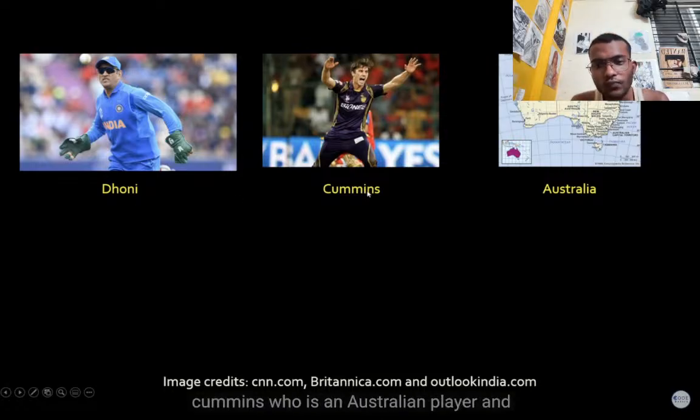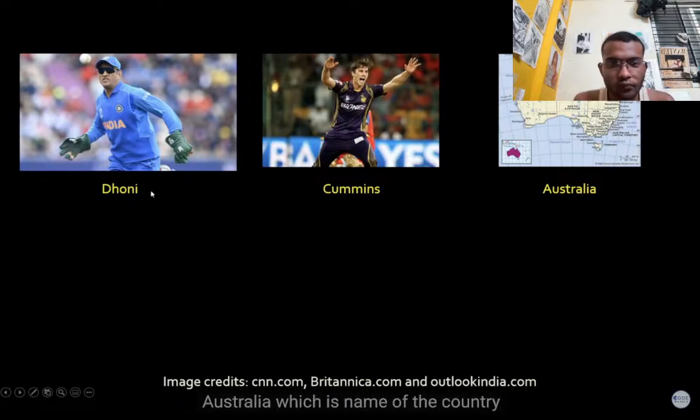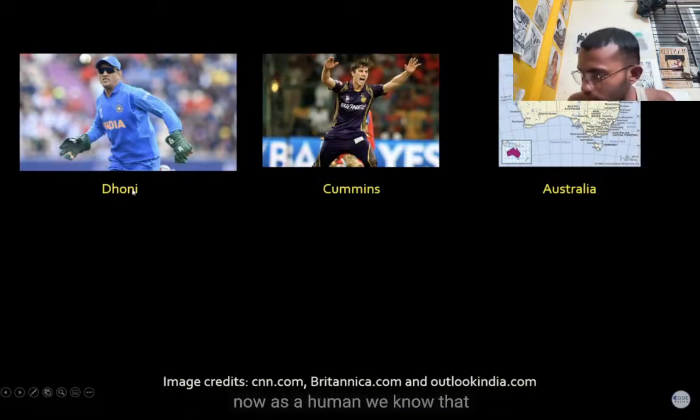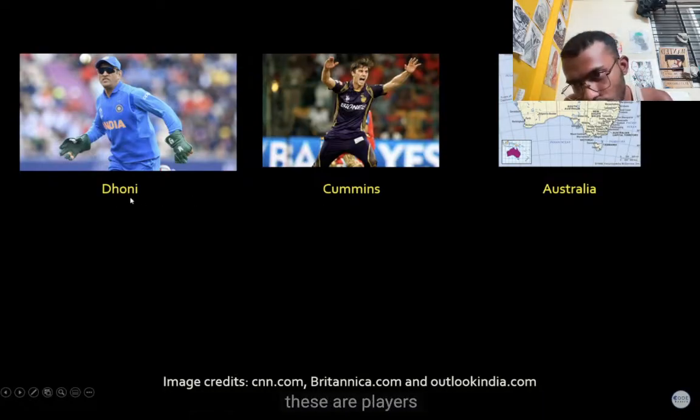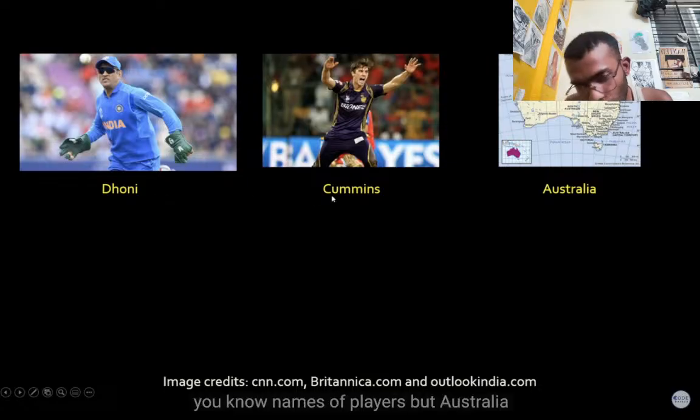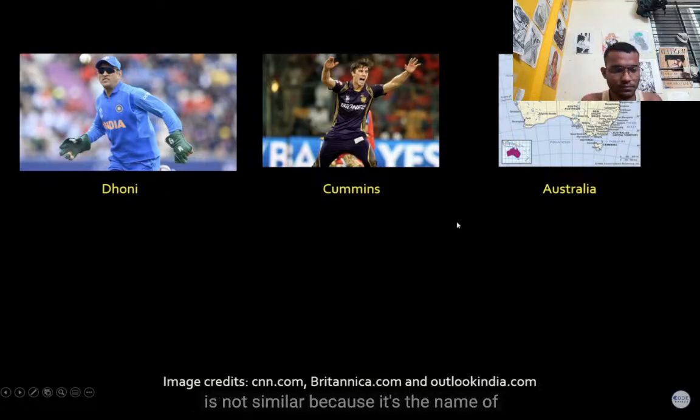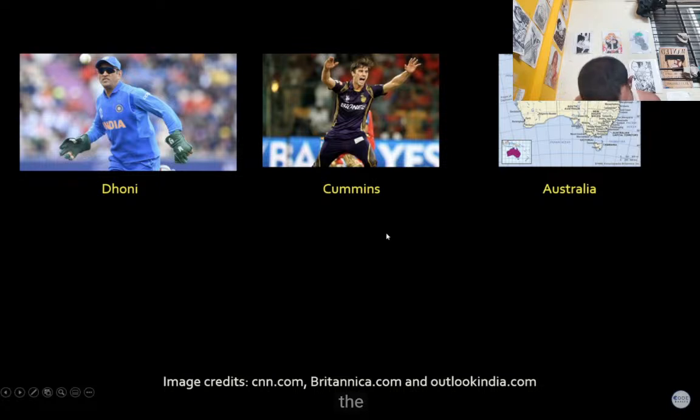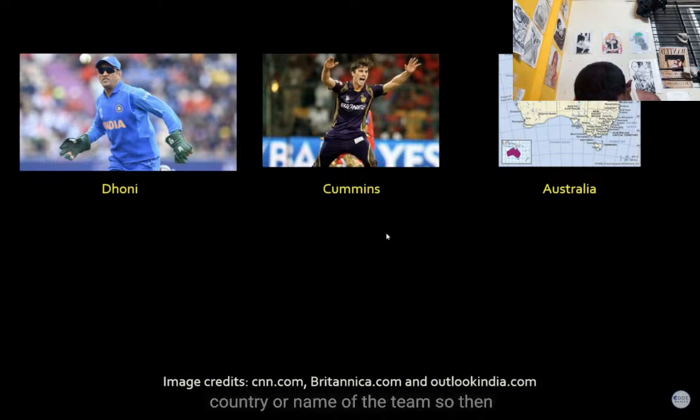So Dhoni, Cummins, who is an Australian player, and Australia, which is the name of the country. How can you compare these three words? Now, as a human, we know that Dhoni and Cummins are similar because these are names of players. But Australia is not similar because it's the name of the country or name of the team. So then, just think about, is there a way to retrieve features from these words?